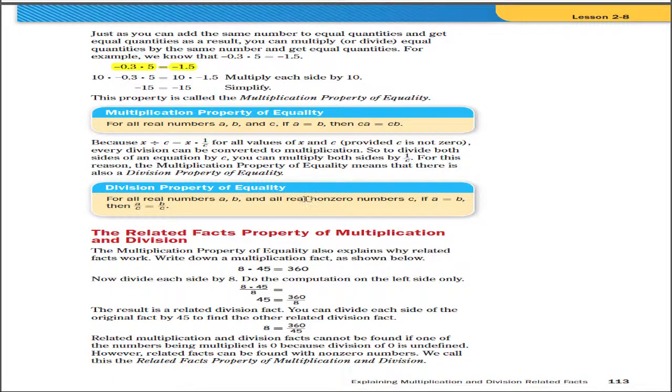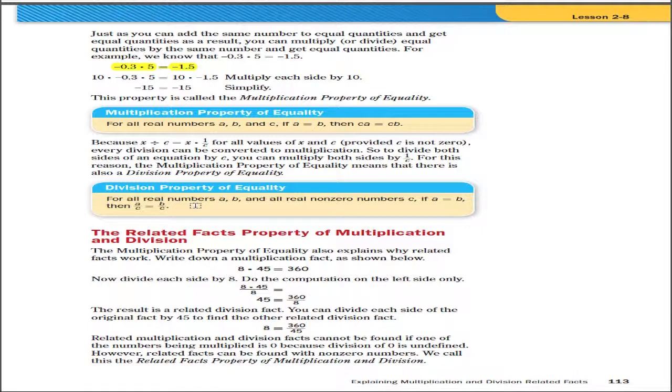The division property of equality tells us that if we divide both sides of an equation by the same value, as long as that number is not 0, we're not allowed to divide by 0 in our algebra. We consider that to be undefined. As long as it's not 0, then if A is equal to B, then A over C is equal to B over C. Or we might say A divided by C is equal to B divided by C. That fraction bar takes the place of our division symbol.